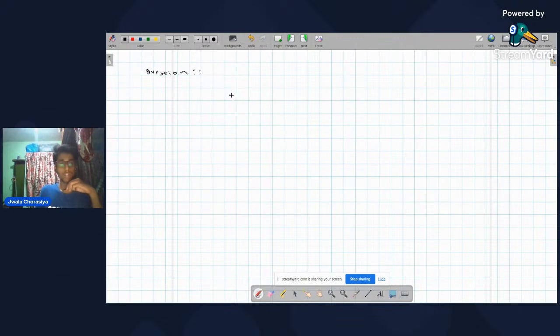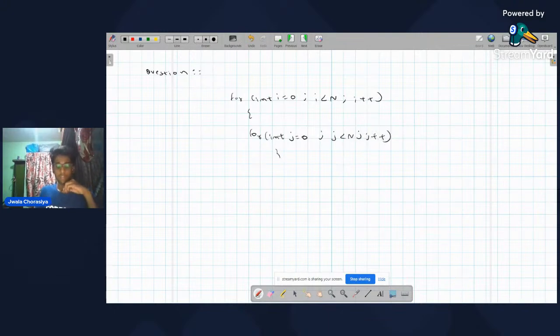Okay, so let's say I'm writing a block of code: for integer i equals 0, semicolon, i less than n, semicolon, i plus plus. Okay, for integer j equals 0, semicolon, j less than n, semicolon, j plus plus. This is a semicolon, right? Just don't get confused. There will be some block of code over here. Let's say it will take some constant time. Let's say I'm simply printing something over here.